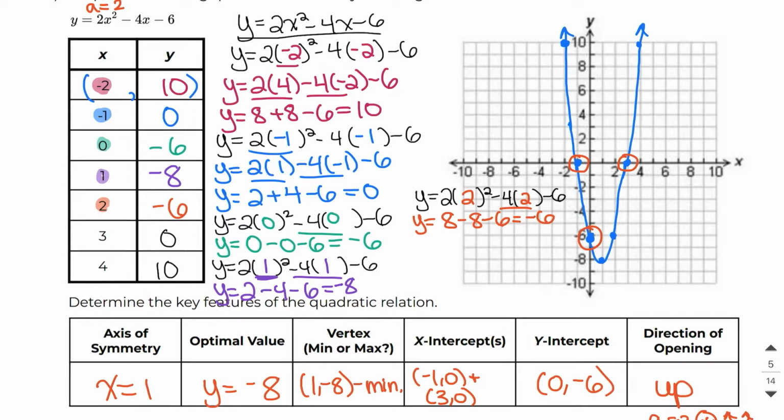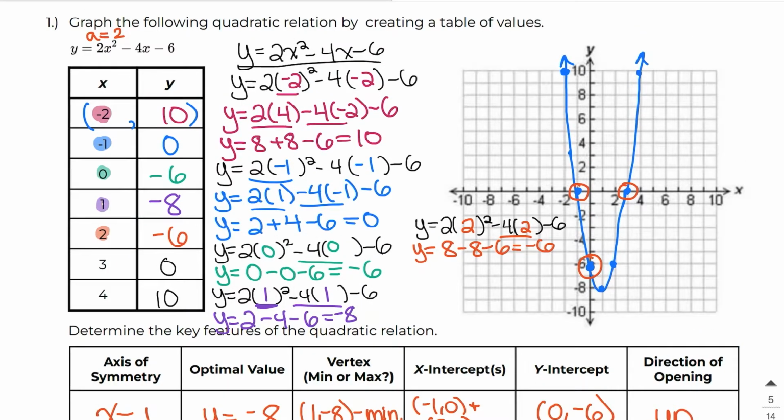We can tell that our y-intercept is (0, -6) from our chart right here because it occurs when x is 0. And we can tell that our x-intercepts are (-1, 0) and (3, 0), because when we plug in -1 and 3, our y values end up being 0. One last thing that I want to say is that we have to label the equation on our graph. So we're going to write y equals 2x squared minus 4x minus 6, and we are done with this question.